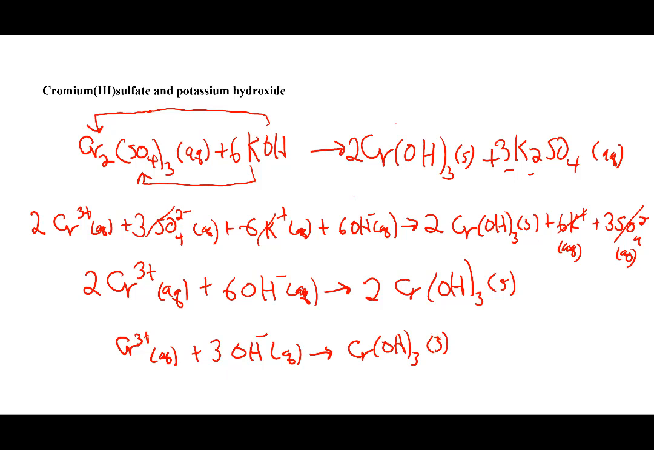So when you balance equations, sometimes you end up with coefficients that are double what they need to be, or triple what they need to be, and then you condense it down to the smallest integers.